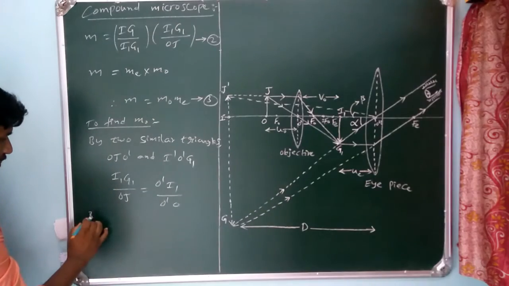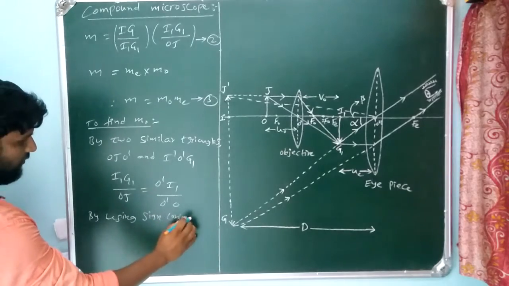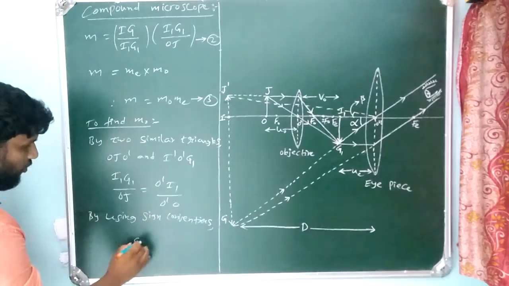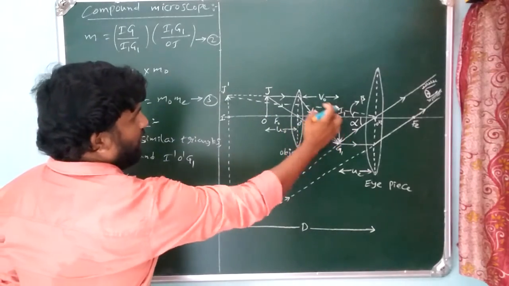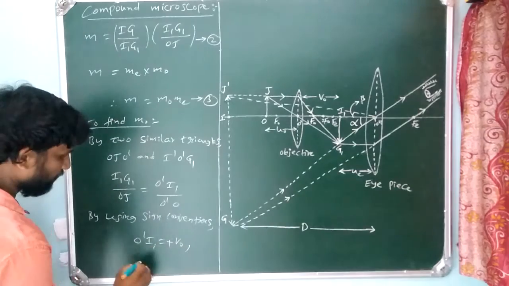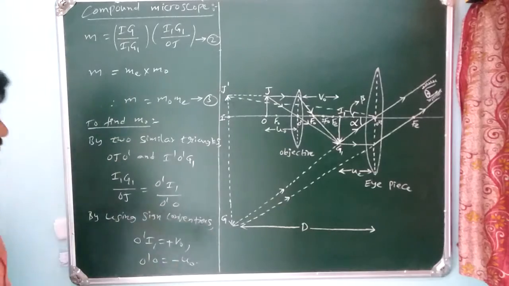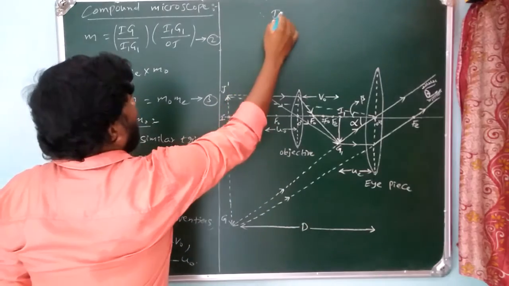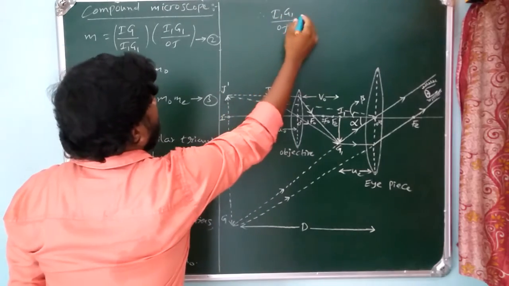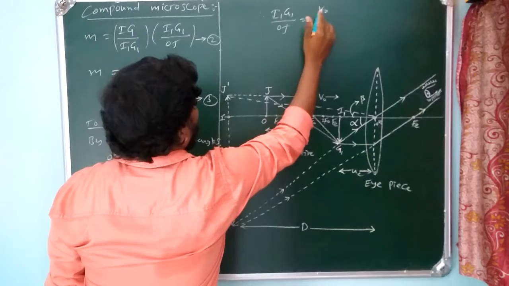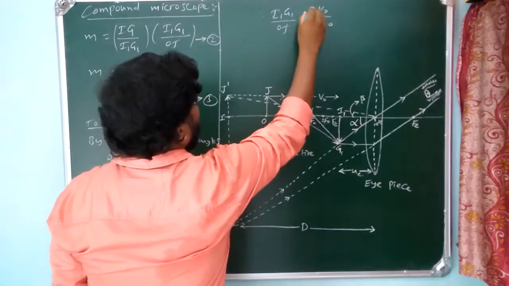Now by using sign conventions, we take this side positive and this side negative. O'I1 is taken as plus v naught, and O'O equal to minus u naught. Now substitute these in the above equation. We are getting I1G1 by OJ is equal to v naught by minus u naught.